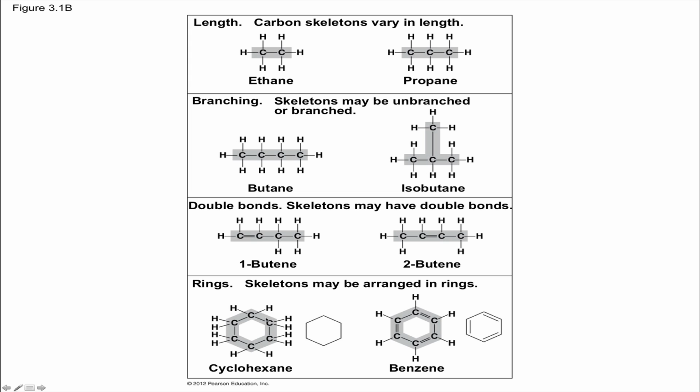Rings. Sometimes you'll have these organic compounds formed in rings. For example, this is called cyclohexane. 1, 2, 3, 4, 5, sorry, 1, 2, 3, 4, 5, 6. You have 6 carbon atoms over here. That's hex. Hex means 6. If there was 5, we would call it pentane.